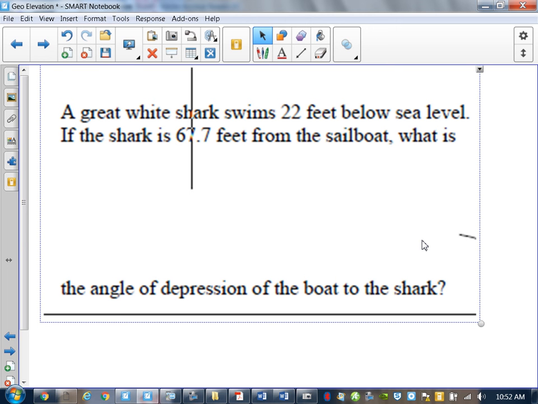A great white shark swims 22 feet below the sea level. If the shark is 67.7 feet from the sailboat, what is the angle of depression of the boat to the shark? So, in this case, we need a bigger boat, yes.